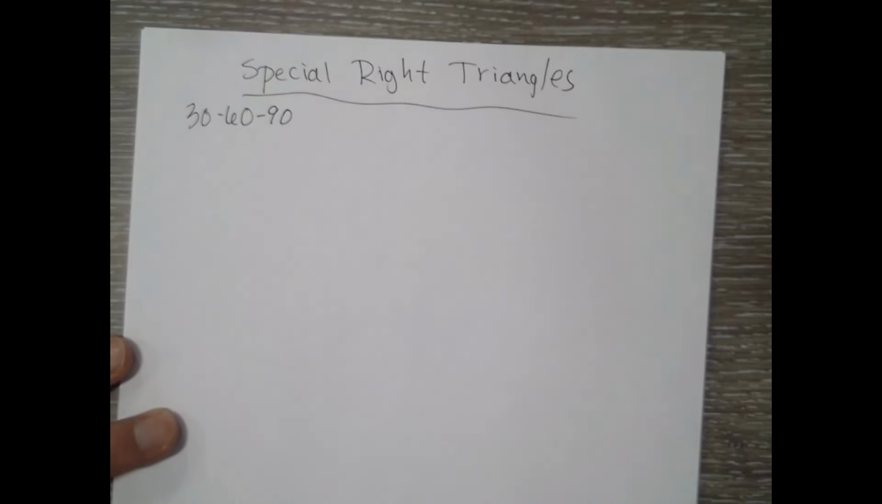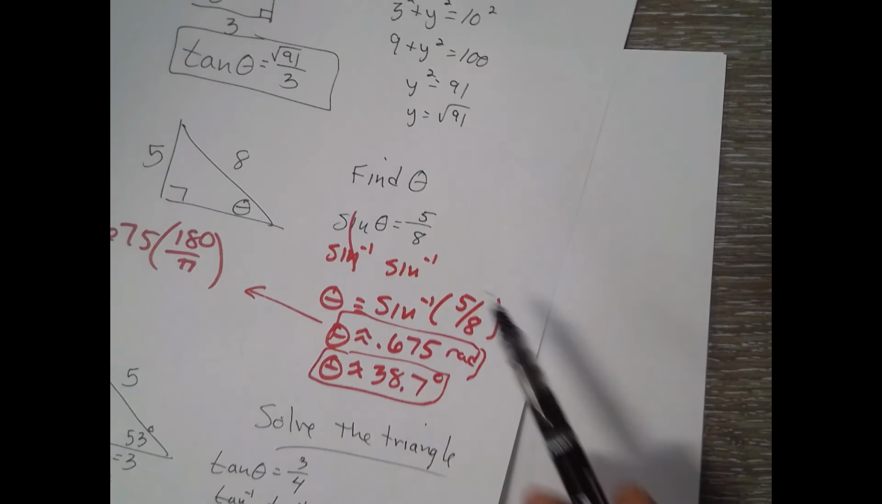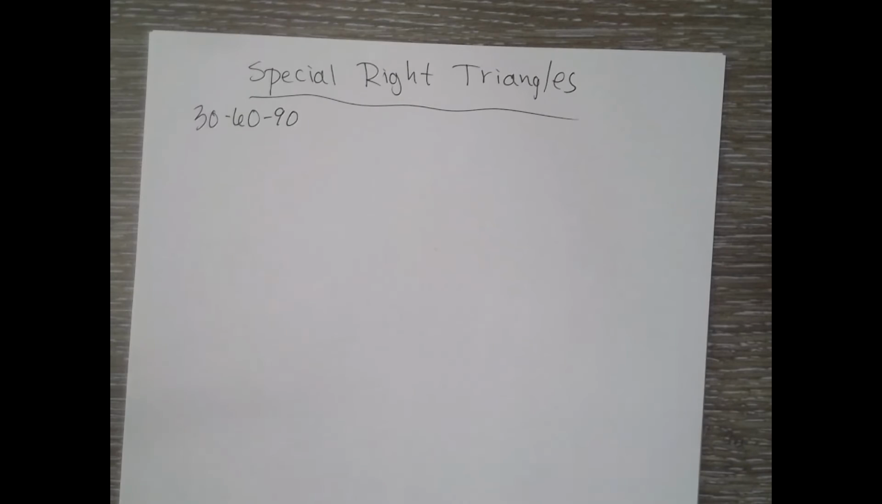The reason we're doing special right triangles is that in all these other examples, we needed a calculator. We don't know what the inverse sine of 5/8 is. We don't know what the tangent of theta is. A lot of the problems you'll see in the future in this class, certainly in future classes, are designed so that they're special right triangles, so you don't need a calculator.